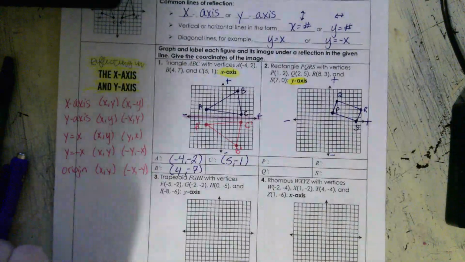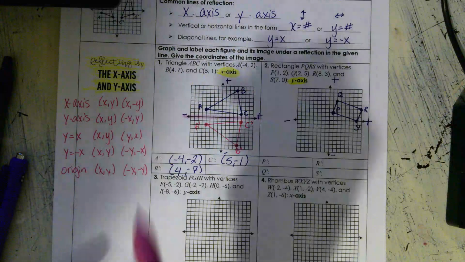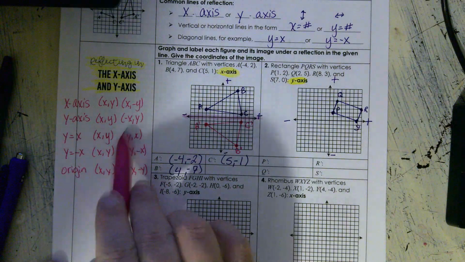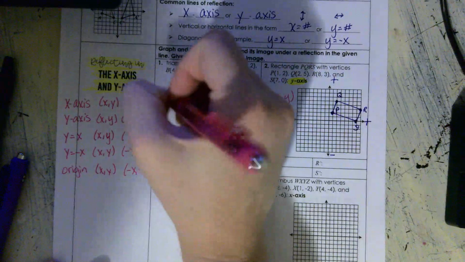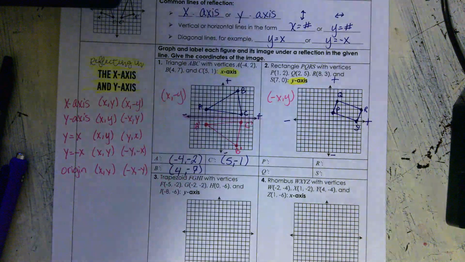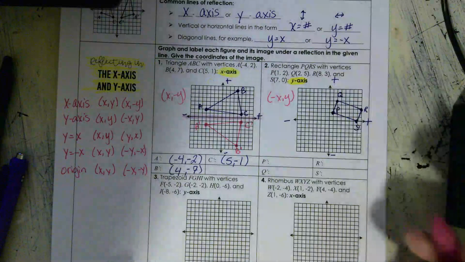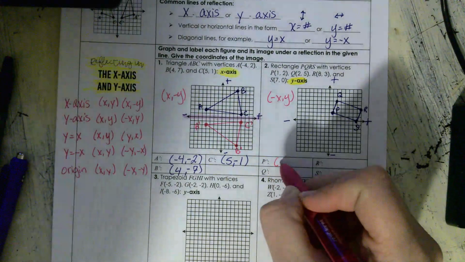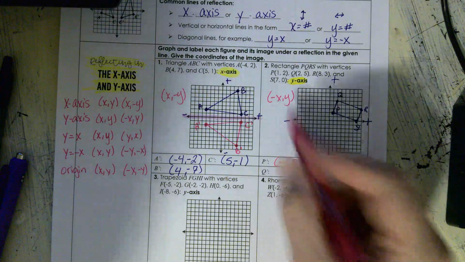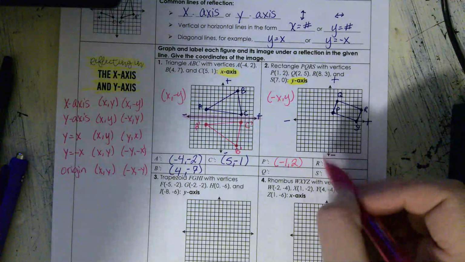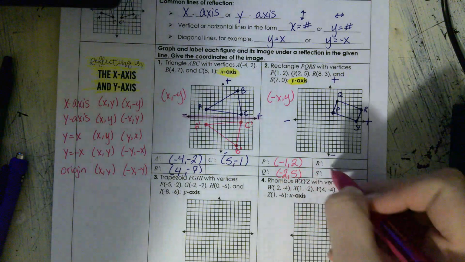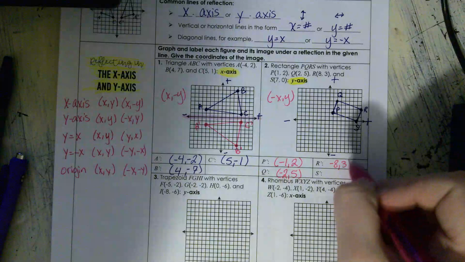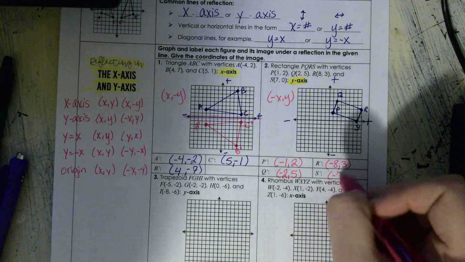The rule for the y-axis, looking at my reference over here, is (-x, y). You know what I'm going to do? I'm going to go ahead and start writing those. The more I write them, the more I'm going to have those memorized. So this time I'm changing my x values to their opposites. So for P prime, it would be -1, 2, changing the sign from positive 1 to negative 1. Q would become -2, 5. R, -8, 3. And S is -7, 0.